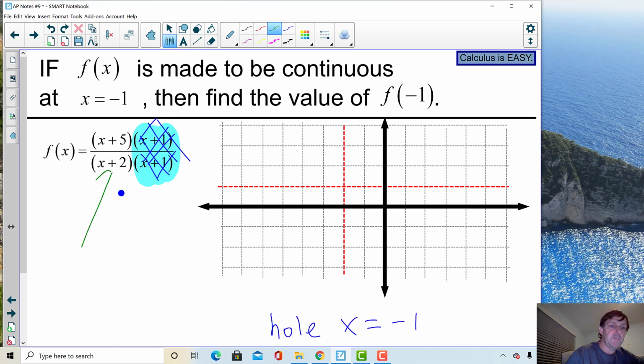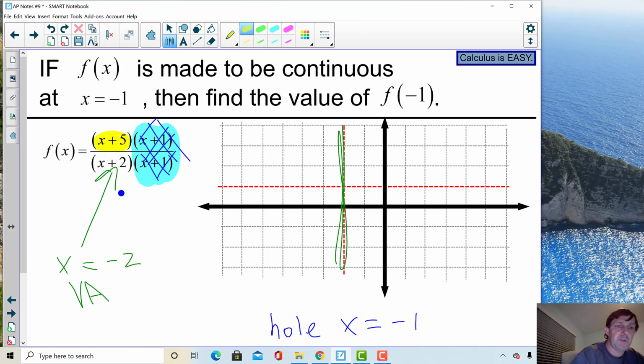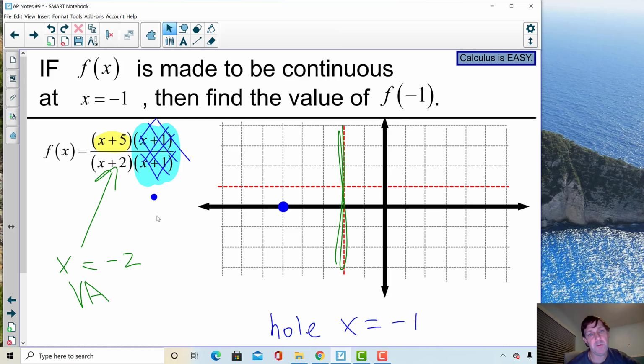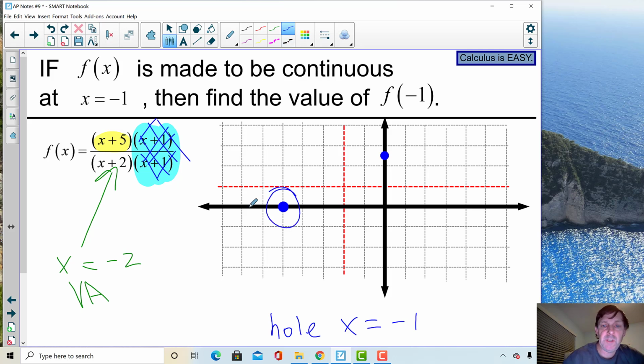Now I want you to notice that there's a vertical asymptote when x is negative 2, and I've already graphed it right here. Also, there's an x-intercept when x is negative 5. The y-intercept happens when x is 0, and that would give you 5/2 or 2.5. Now because this is the only x-intercept, we know that it cannot go down right here. So the only option would be to go up and approach the vertical asymptote.